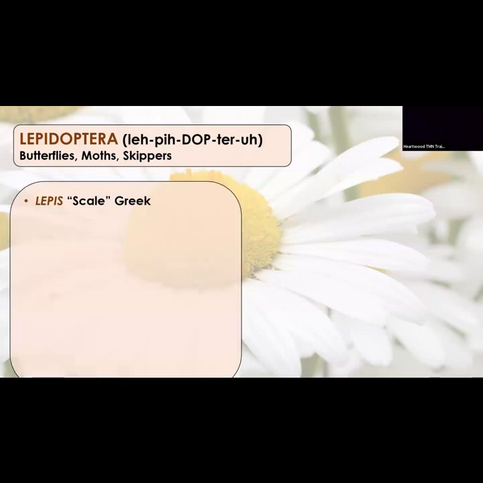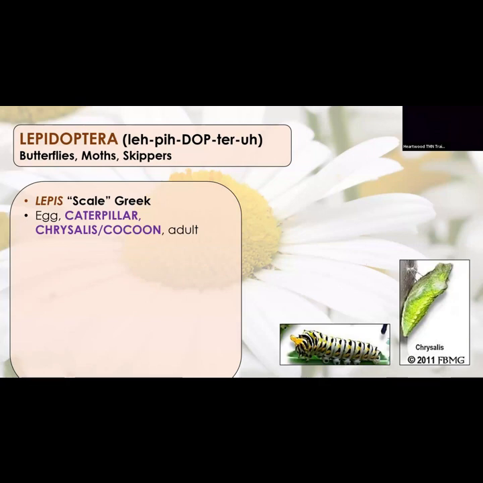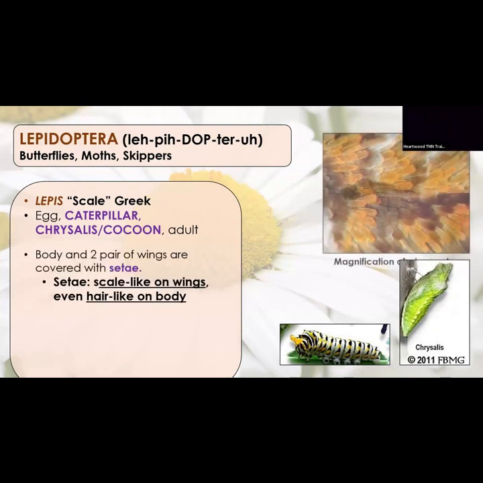Oh, butterflies. We're here. Last one. No, we're not. Hymenoptera last. Sorry, guys. Lepis. Lepis means scale in Greek. So now we've got new terms, right? It's not just larva, pupa, adult. Now it's caterpillar, chrysalis or cocoon, adult, right? Those are terms that are always used when referring to Lepidoptera, or your butterflies, moths, and skippers.